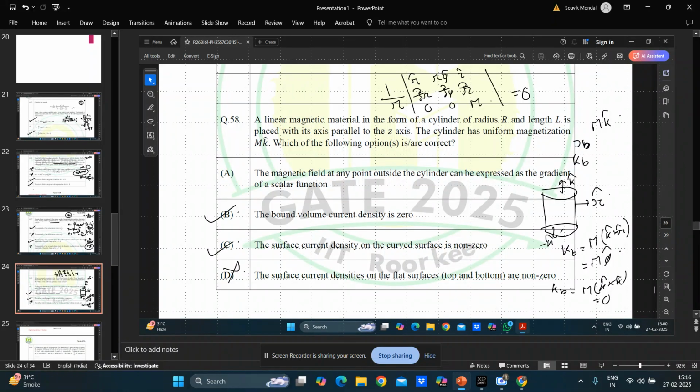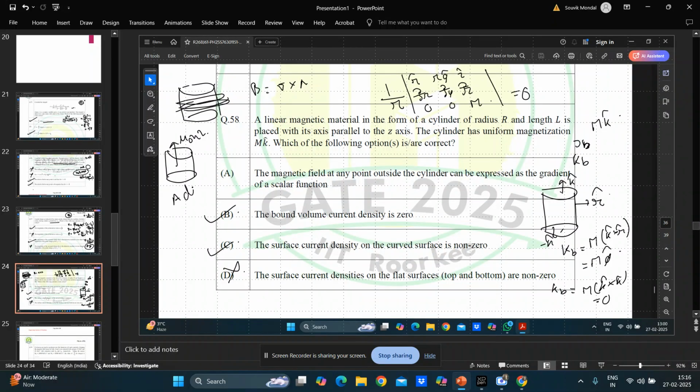Okay, and the magnetic field at any point outside the cylinder can be expressed as a gradient of a scalar function, that is B is equal to del cross A. Yes, it's true, because for this kind of configuration there is a surface bound current curling in the phi direction, so your current direction is like this. So it is simply like an infinite solenoid where your magnetic field is along this direction. Mu naught n I is the magnetic field for an infinite solenoid. So it is similar to this configuration.